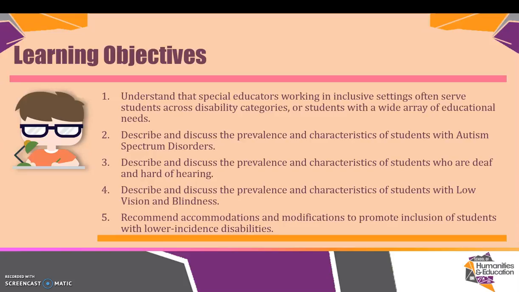First, to understand that special educators working in inclusive settings often serve students across disability categories or students with a wide array of educational needs. Second, to describe and discuss the prevalence and characteristics of students with autism spectrum disorders. Third, to describe and discuss the prevalence and characteristics of students who are deaf and hard of hearing. Fourth, to describe and discuss the prevalence and characteristics of students with low vision and blindness. And fifth, for us to be able to recommend accommodations and modifications that promote inclusion of students with lower incidence disabilities.